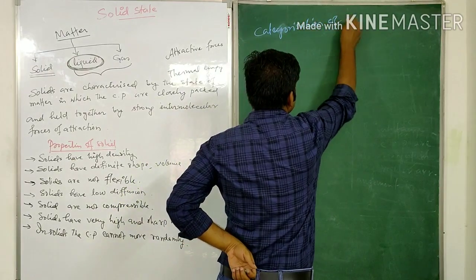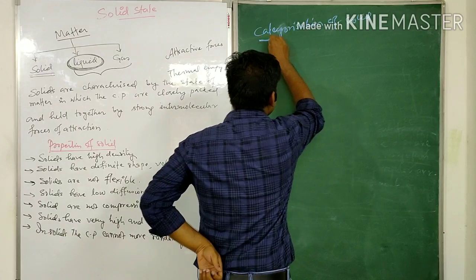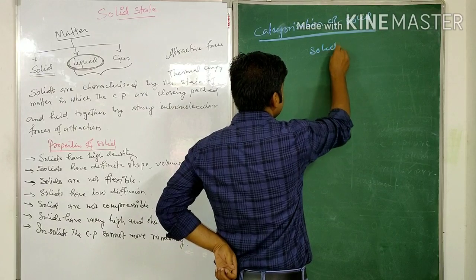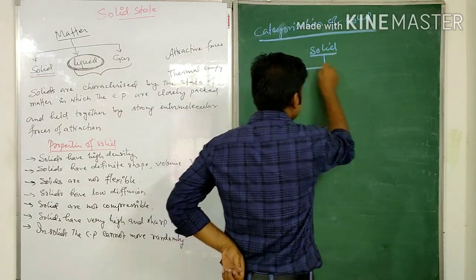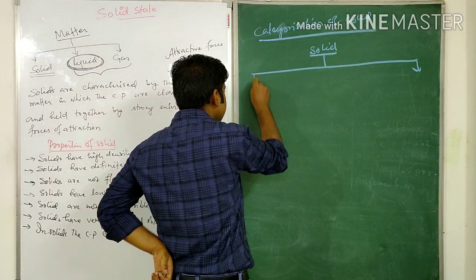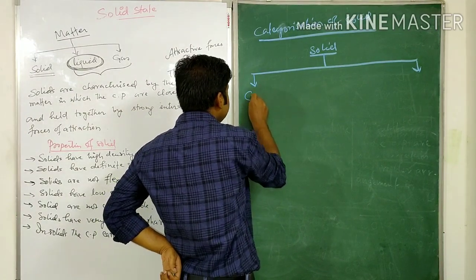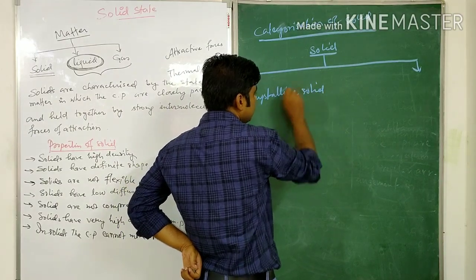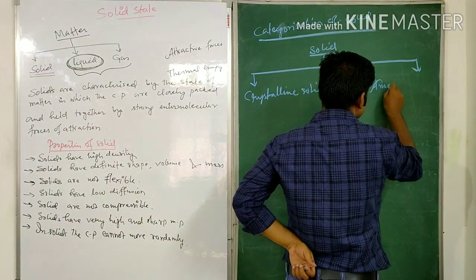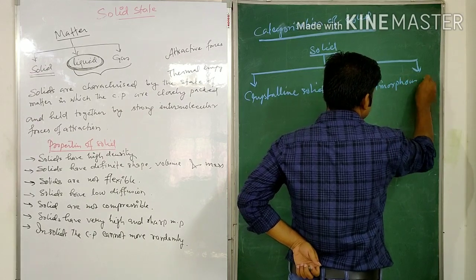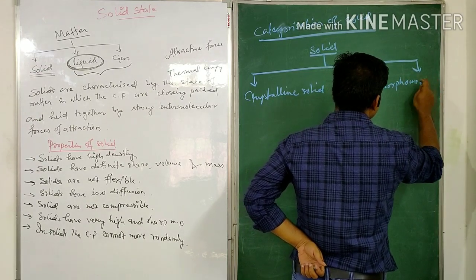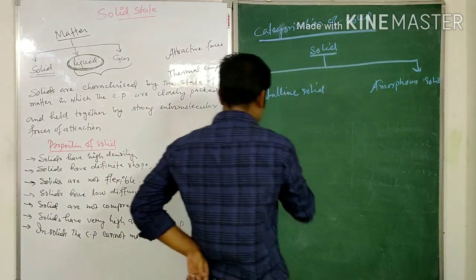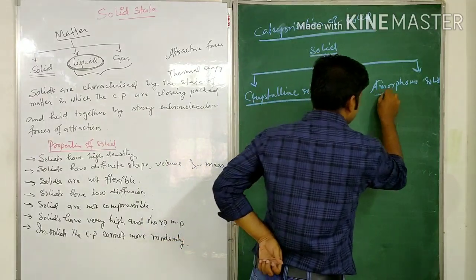Solids can be categorized into two parts on the basis of the arrangement of atoms. What are these? They are crystalline solids and amorphous solids. I think you have got these terms in your previous classes, got it or not? So what are called crystalline solids and what are called amorphous solids?